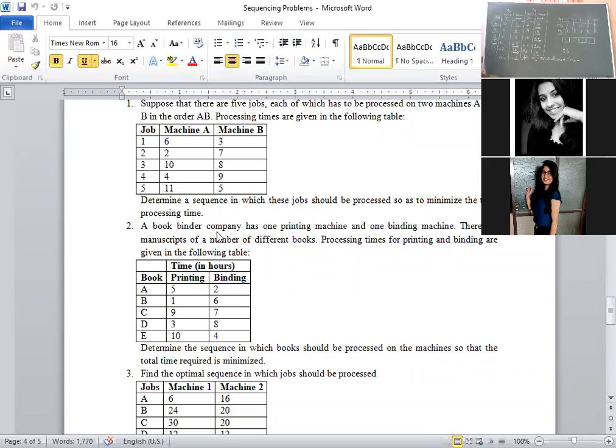The last total elapsed time is what? Starting from the 0th hour, how many hours did it take to complete the jobs? 36 hours. That means the total elapsed time is 36 hours. Okay. Idle time for machine A, we need to calculate. The formula is total elapsed time minus the last job on machine A.